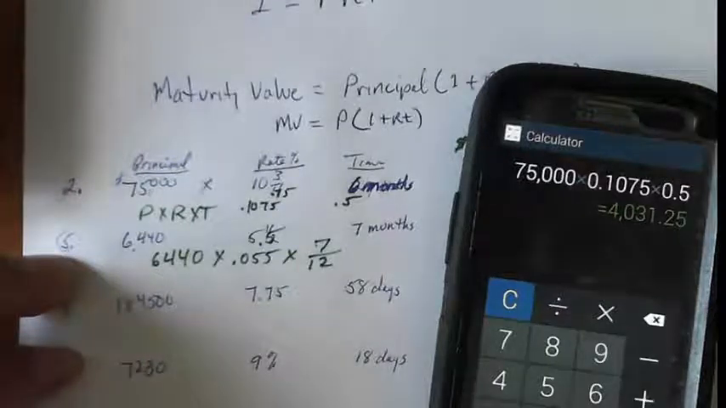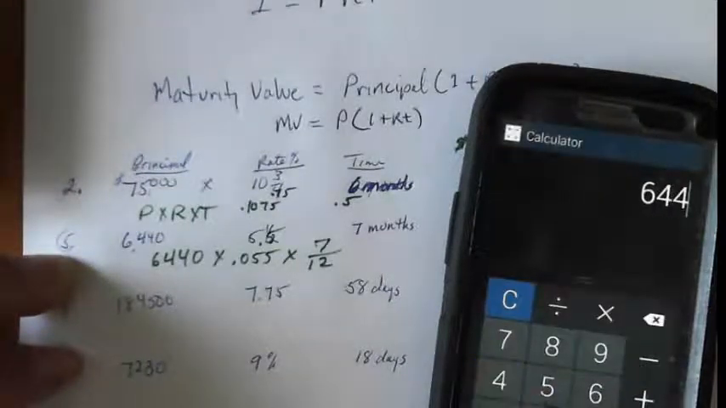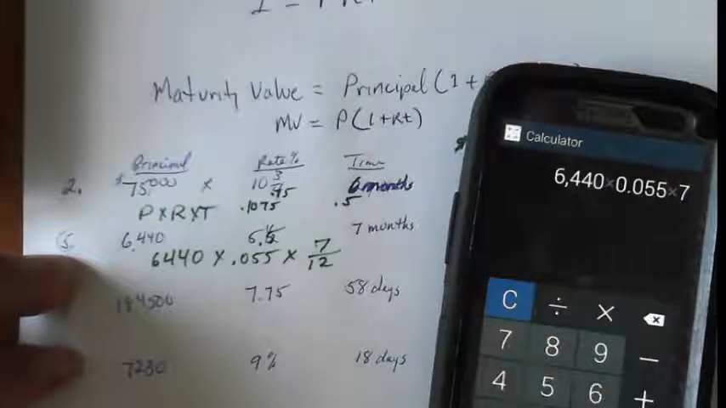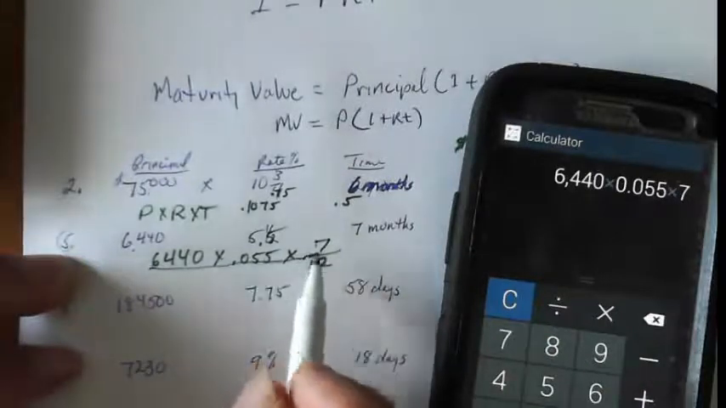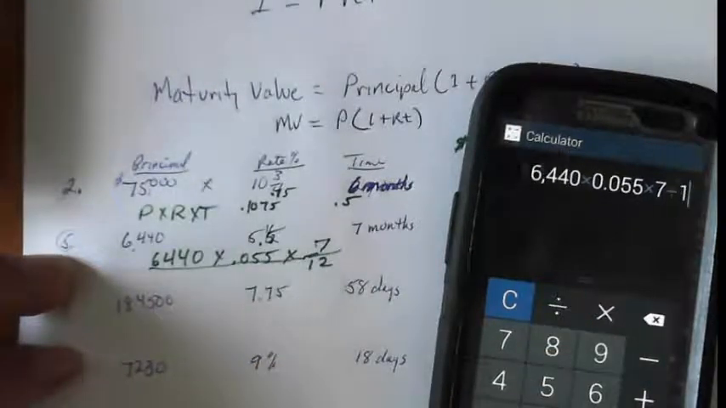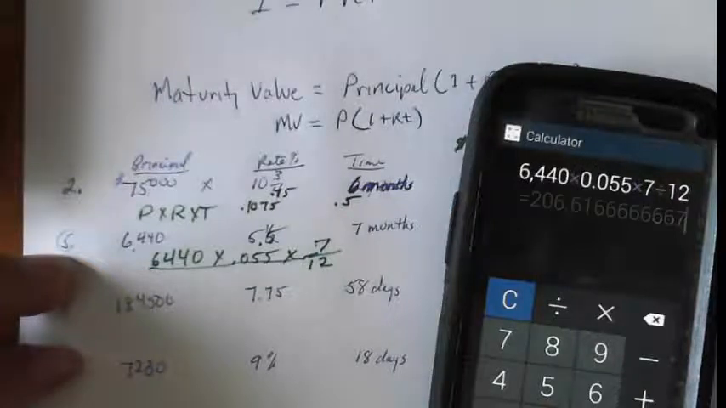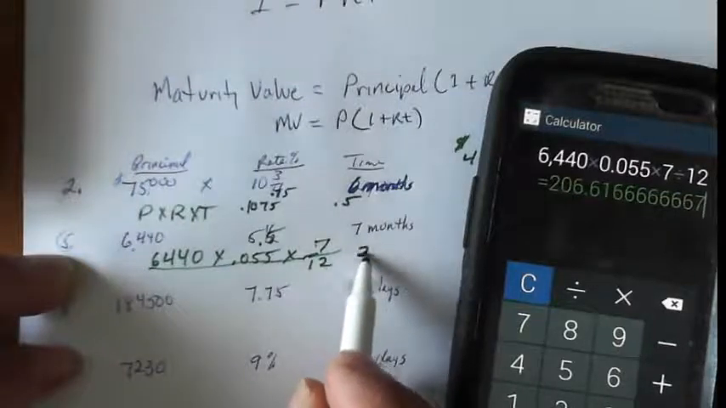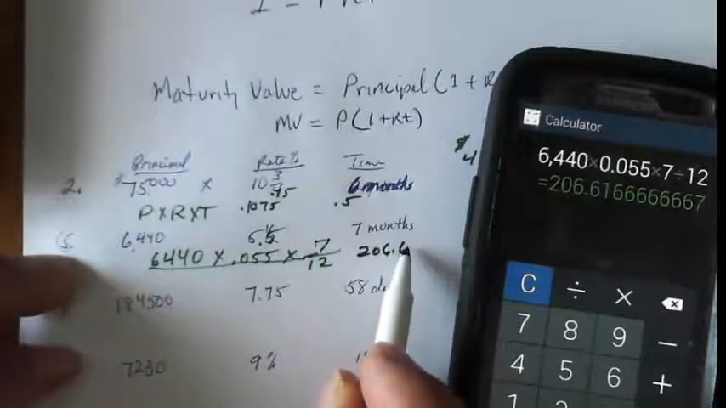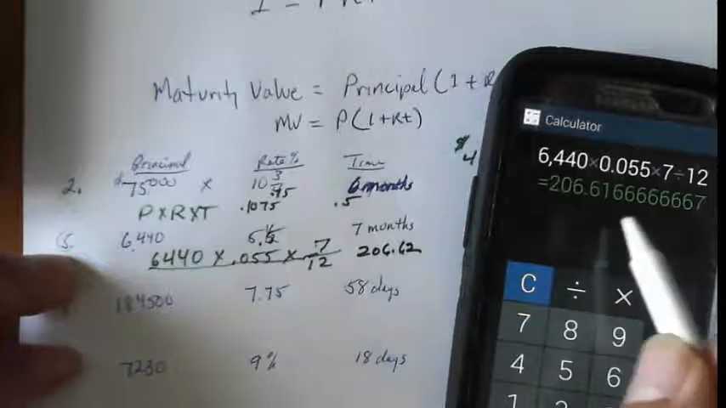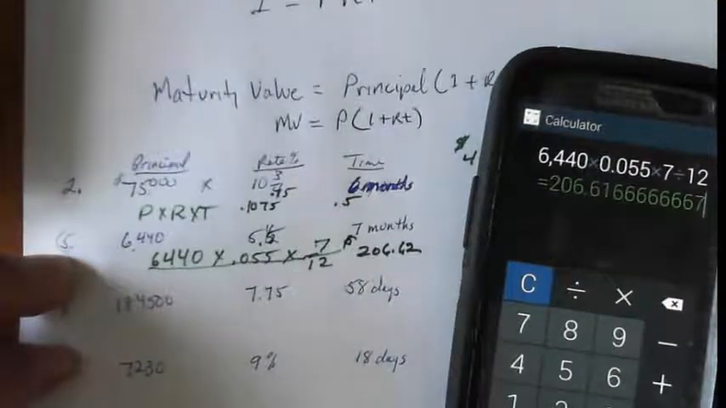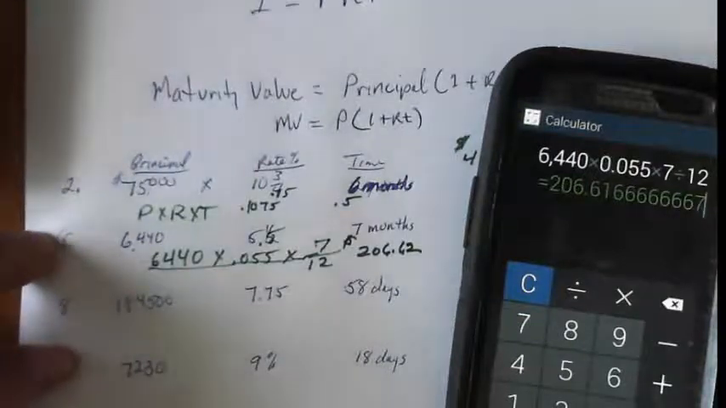So now it's just calculator. 6440 times 0.055 times 7, because we're going to assume that this is kind of like all over 1, divided by 12. And then you can just plug it right into the calculator there. And they're going to round up on this number, so it's going to be 206.62. This 66 is going to round up to that 2. All right. So again, it's pretty straightforward.